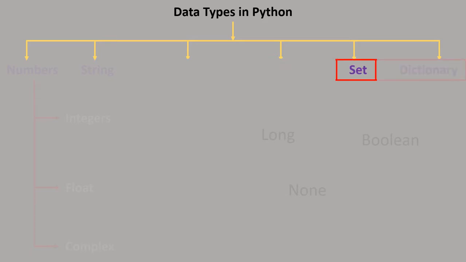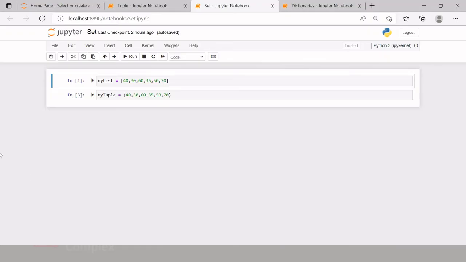Now in this one we're gonna learn about set. What does set mean? How does this work? Let's jump to the Jupyter notebook directly and try to understand it over there with practical examples. Okay, so here we are in Jupyter notebook.